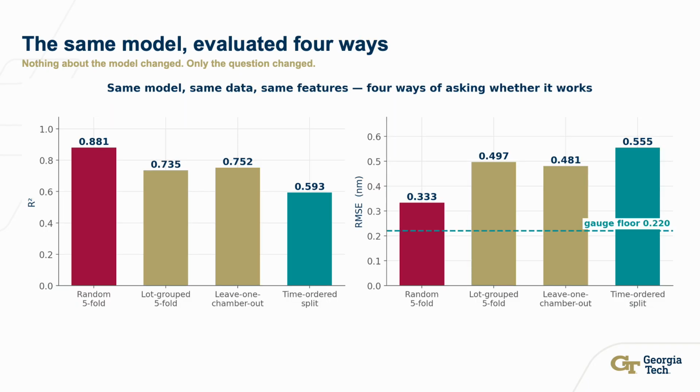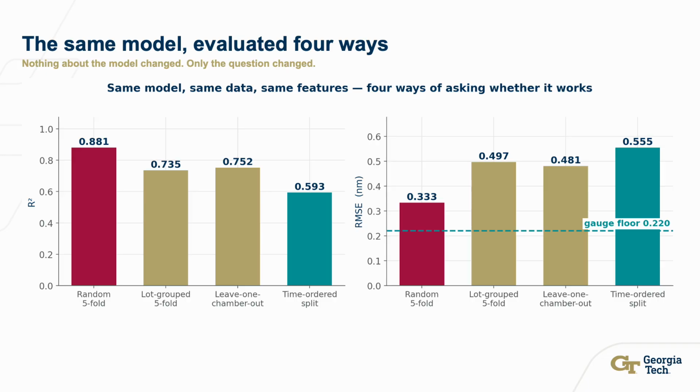So the same model, same 465 wafers, same features, same 8 components, same code. 4 ways of asking whether it works. Random 5-fold, R squared of 0.881, that is last lecture's number. Lot grouped 0.733. Then 0.35, we removed the lookup and 15 points of R squared went with it.